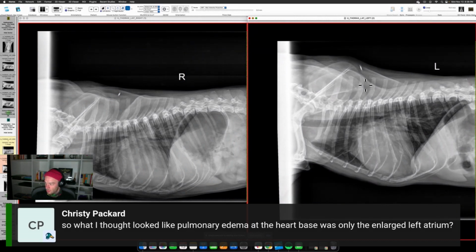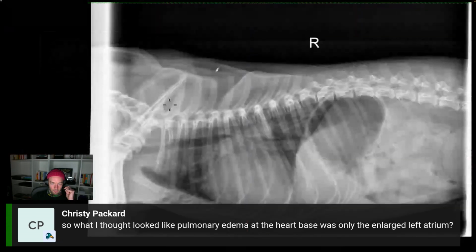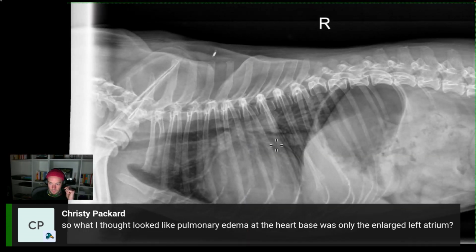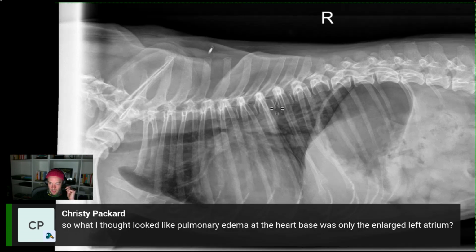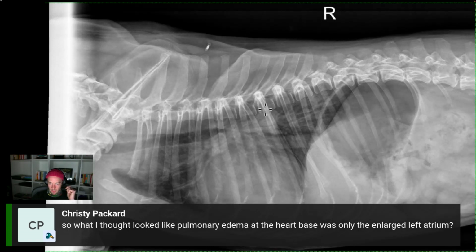Let's make sure what you're looking at. What I thought looked like pulmonary edema at the heart base was only the enlarged left atrium. Let's see if this is what you were looking at. I'll show you the left atrium. This structure right here is the left atrium. See how you can see almost like a butt on it? So this whole thing is left atrium.